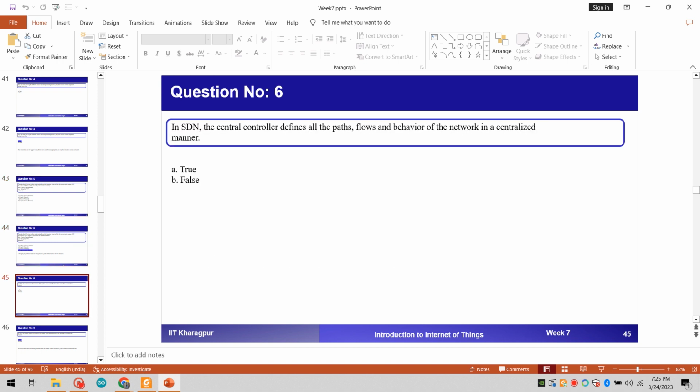Now next question is, in SDN, the central controller defines all the paths, flows and behavior of the network in a centralized manner. Options are true, false. I am repeating the question. In SDN, the central controller defines all the paths, flows and behavior of the network in a centralized manner. Options are true or false.